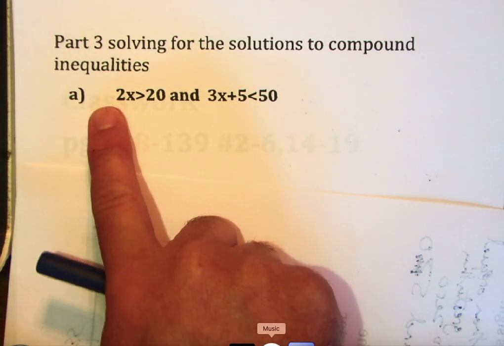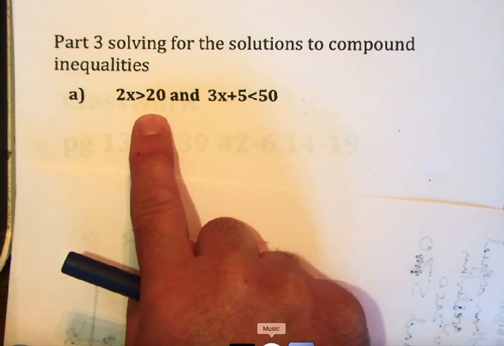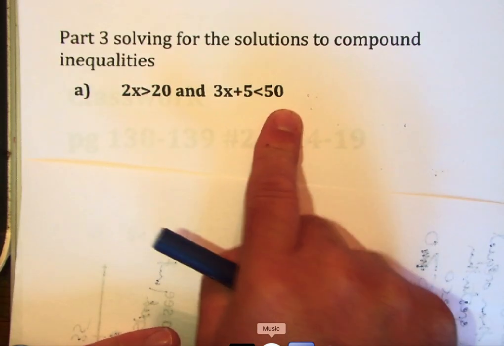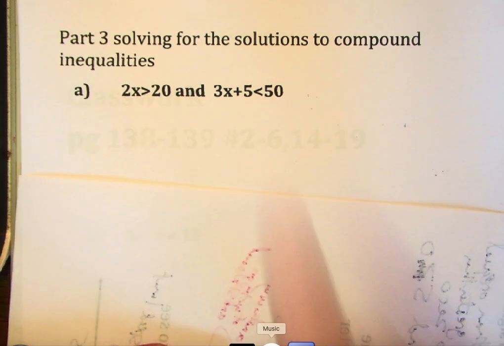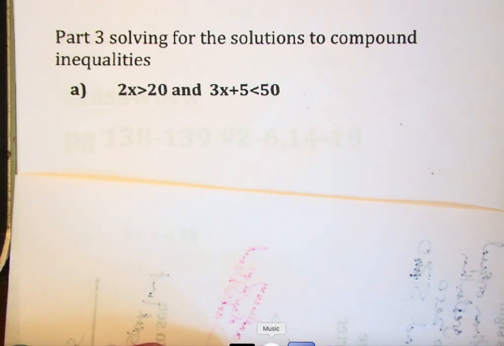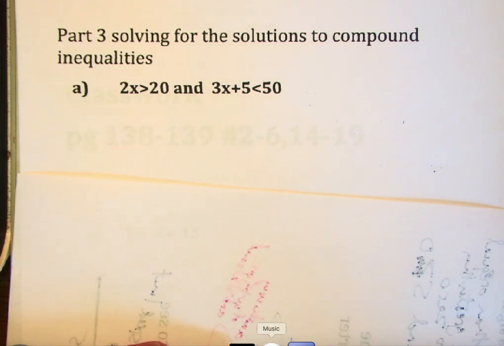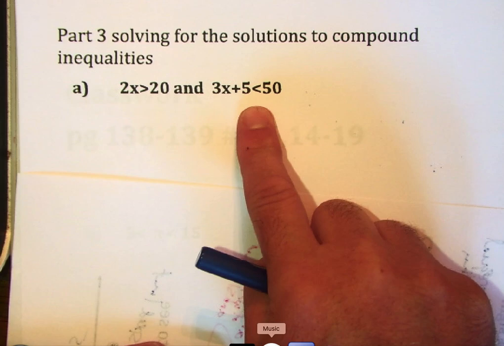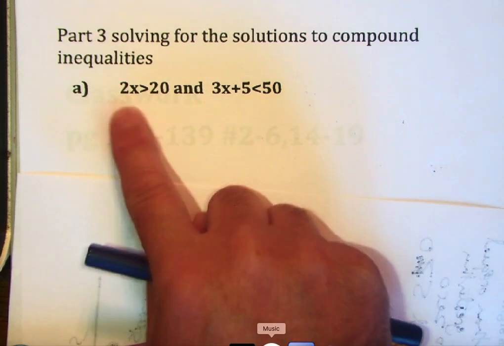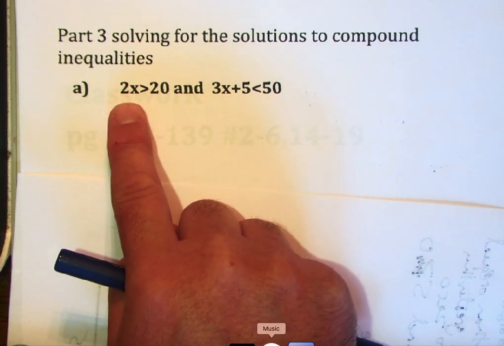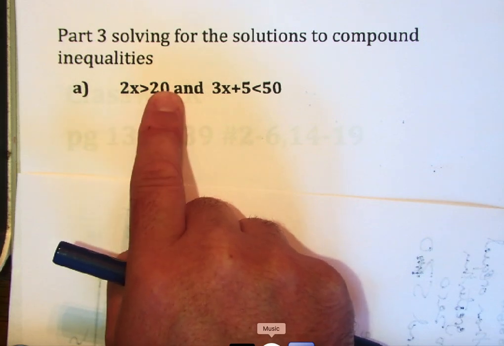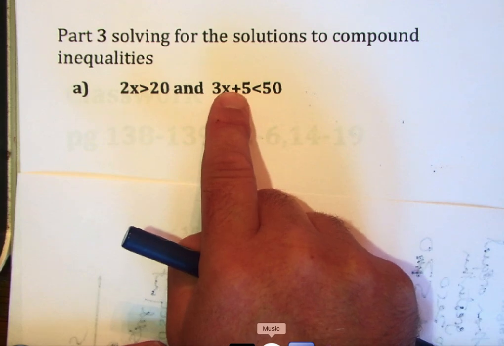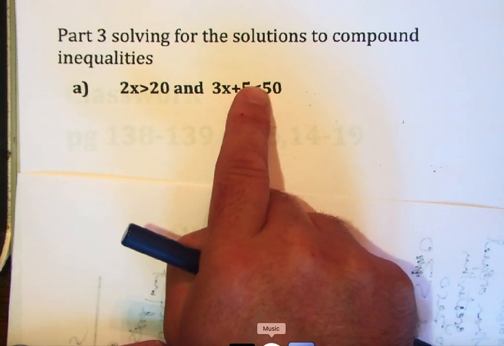So we want 2x is greater than 20 and 3x plus 5 is less than 50. We want to solve this. We want to find all the x's that make this true and this true. For example, does the number 1 make this true? Is 2 times 1 greater than 20? No. Does 1 make this true? 3x plus 5, 3 times 1, is that less than 50?